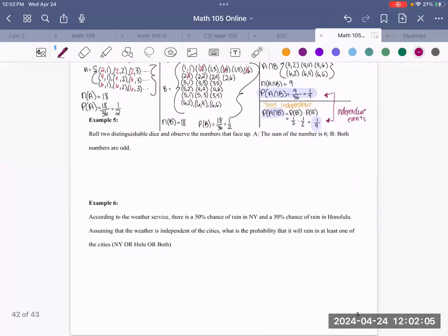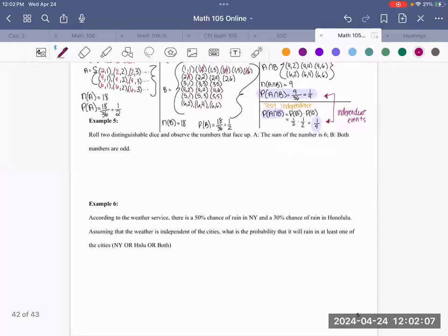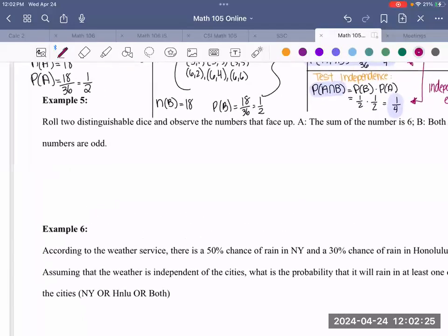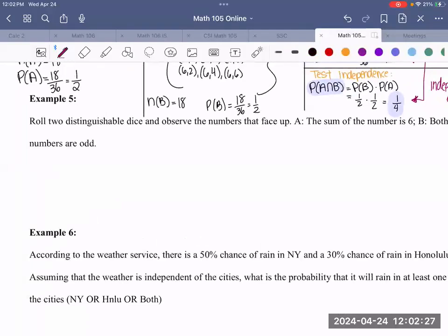All right, let's do it again with another example. Did I add an example in here? Example 5. Roll two distinguishable dice and observe the numbers that face up. A is the sum of the numbers is 6, and B is that both numbers are odd. All right, so pause the video, see what you can come up with.